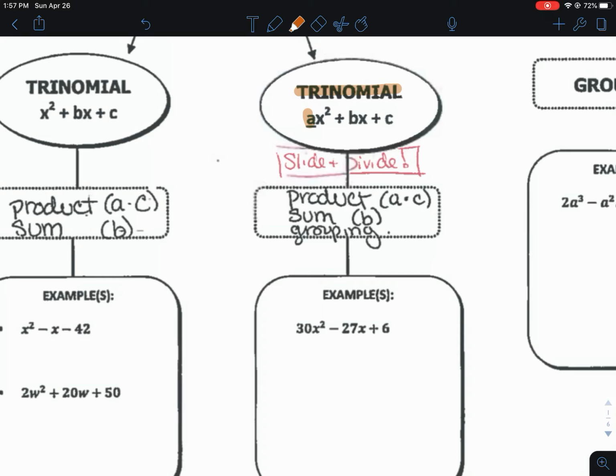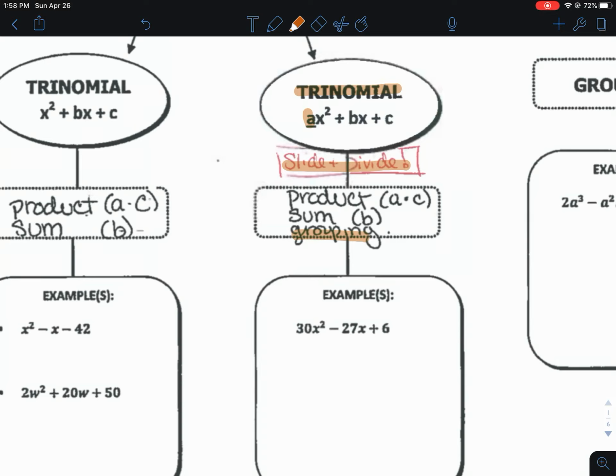So we still want to look for a greatest common factor, but then if there's a number left in front of the x squared, there are actually a couple of options we have. One is sort of factoring by grouping, and the other is to do what we call slide and divide. So I'm going to show you slide and divide today. Two times from now, we're going to learn about factoring by grouping. And so I'll show you how both methods can be effective.